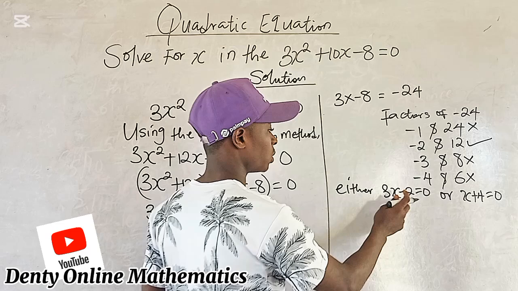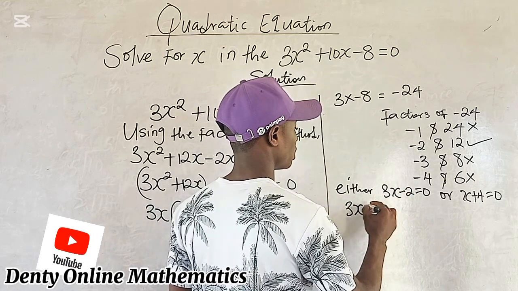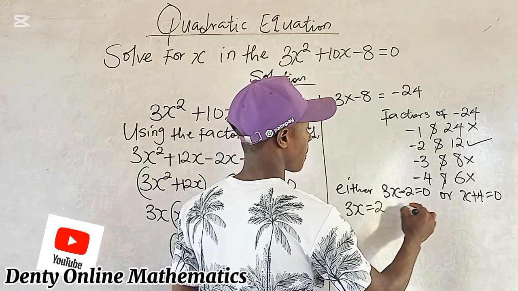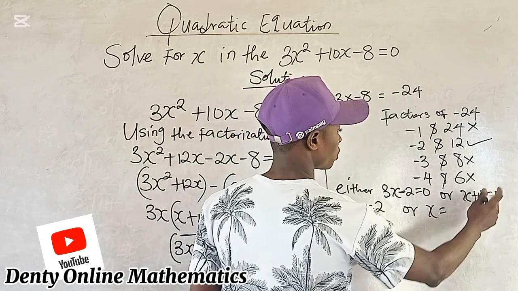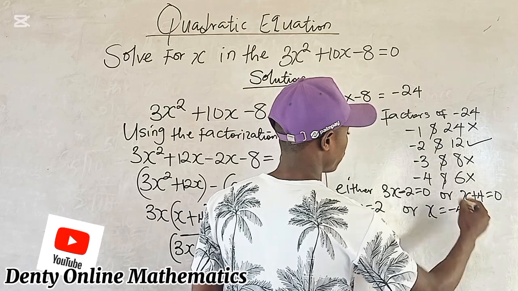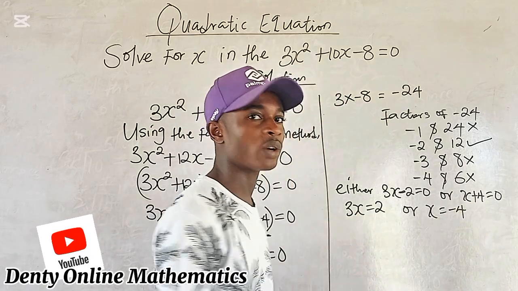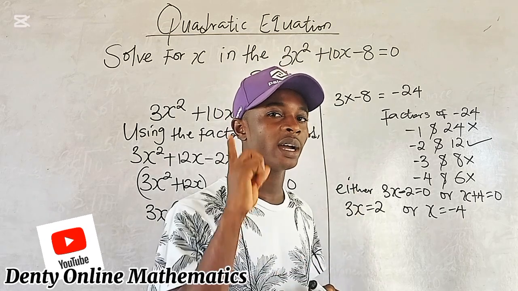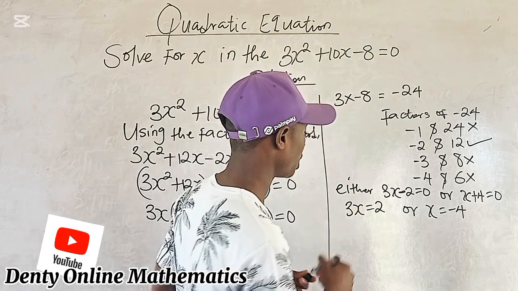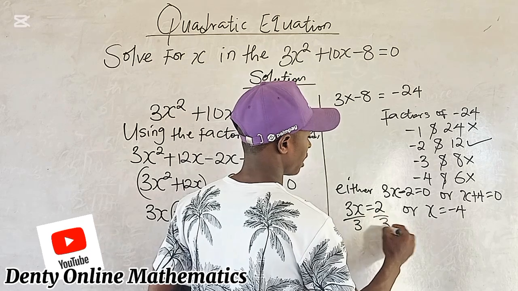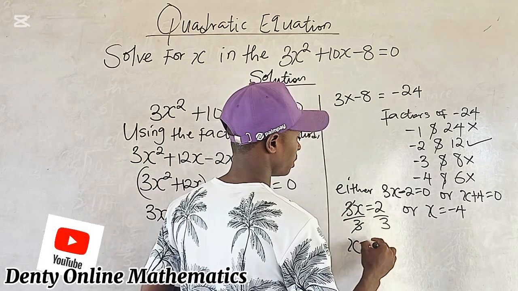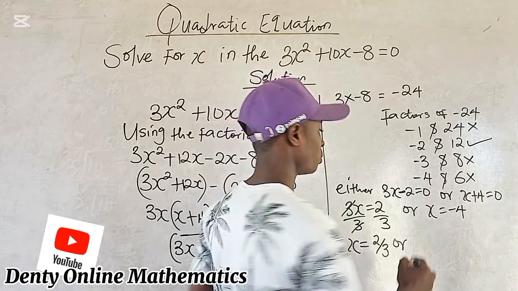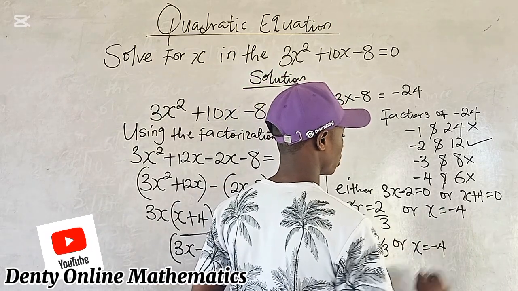So we'll solve for x. So from this one, we are going to have 3x to be equal to 2, because negative 2 will cross over to have a positive 2, or x will be equal to positive 4 will cross over to have a negative 4. Now to have the value of x here, we are going to divide both sides by what? The coefficient of x. I say coefficient is that number attached to the unknown, which is what? 3. I will divide here by 3, divide here by 3. 3 will cancel out. x will be equal to 2 over 3, or x will be equal to minus 4.